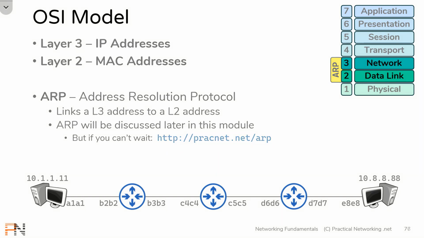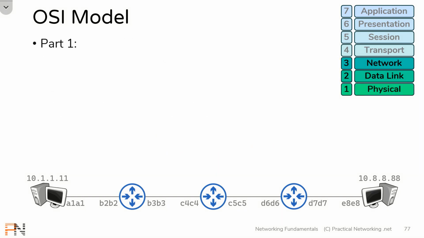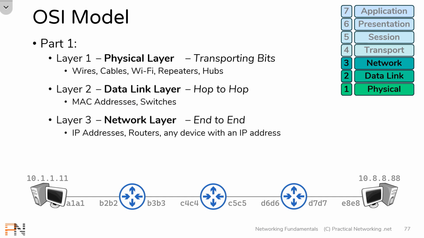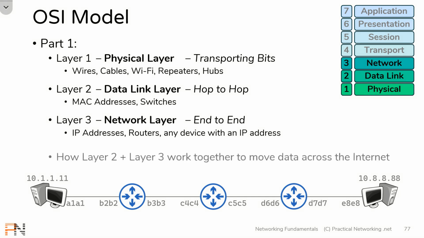As for us, that wraps up the first part of our practical discussion of the OSI model. In this video, we discussed layer 1, layer 2, and layer 3, and how each of those layers have a specific goal which contributes to how data flows through a network. In particular, we illustrated how layer 2 and layer 3 work together to move data across the many different hops required to get data from one end to the other. So that wraps up part 1 of our discussion.